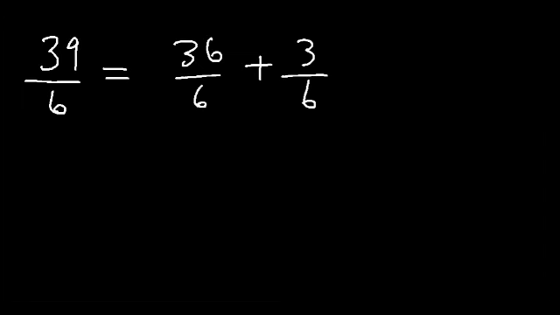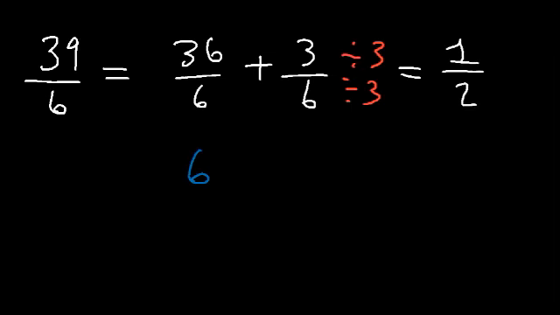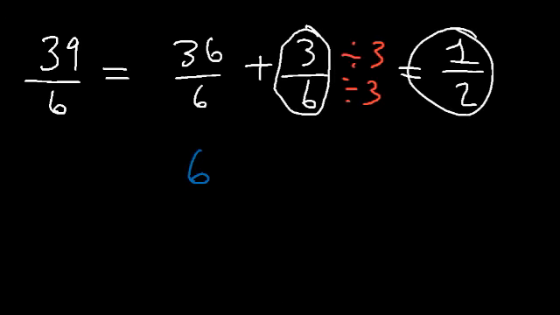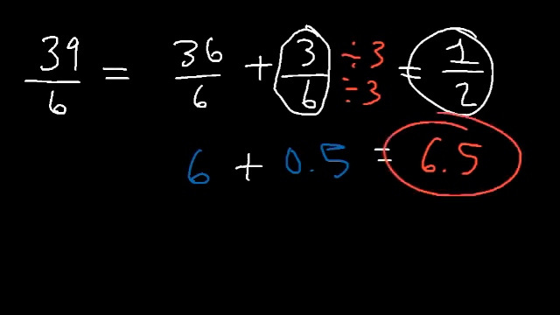Now, by knowing your multiplication tables, you know 36 over 6 is equal to 6. Now, 3 over 6, you can reduce that. If you divide both numbers by 3, top and bottom, whatever you do to the top, you must do to the bottom of the fraction. So 3 divided by 3 is 1, 6 divided by 3 is 2. 3 over 6 is equivalent to 1/2, and we know 1/2 as a decimal is 0.5. So 6 plus 0.5 is therefore 6.5. And that's what we got for long division when we divided 39 by 6.